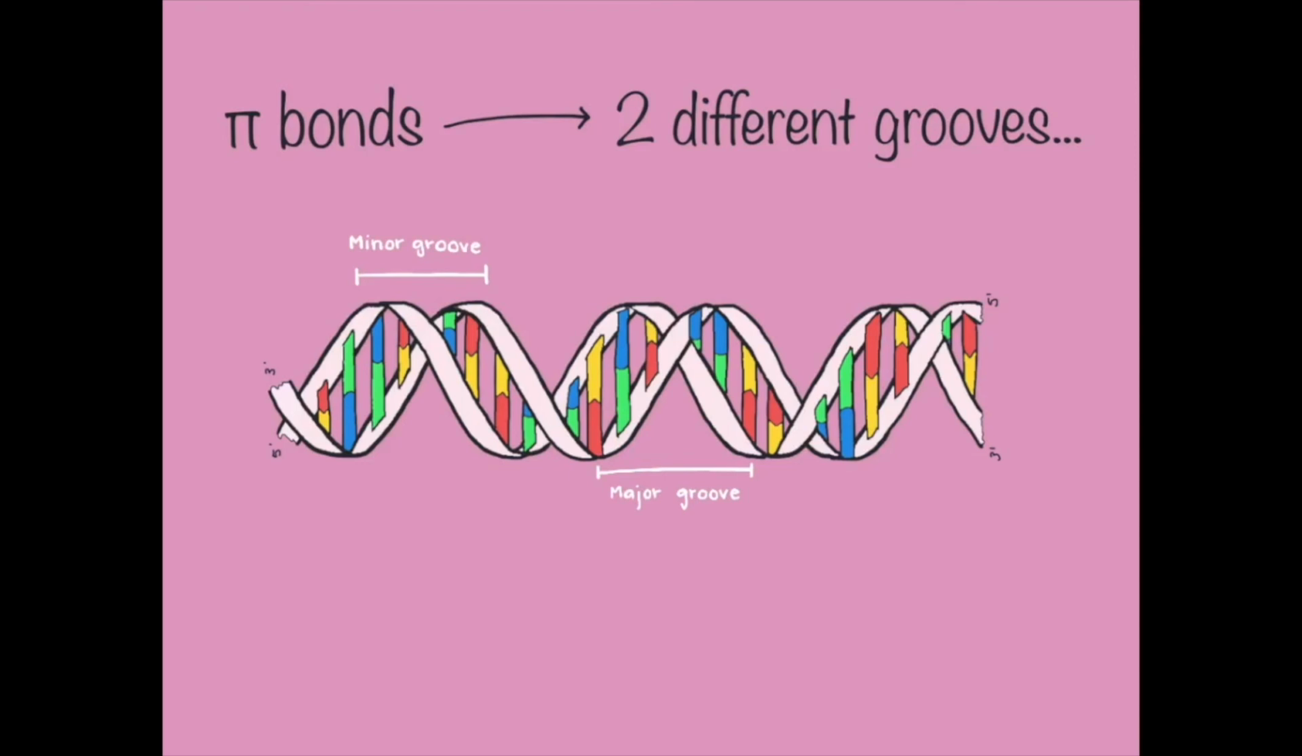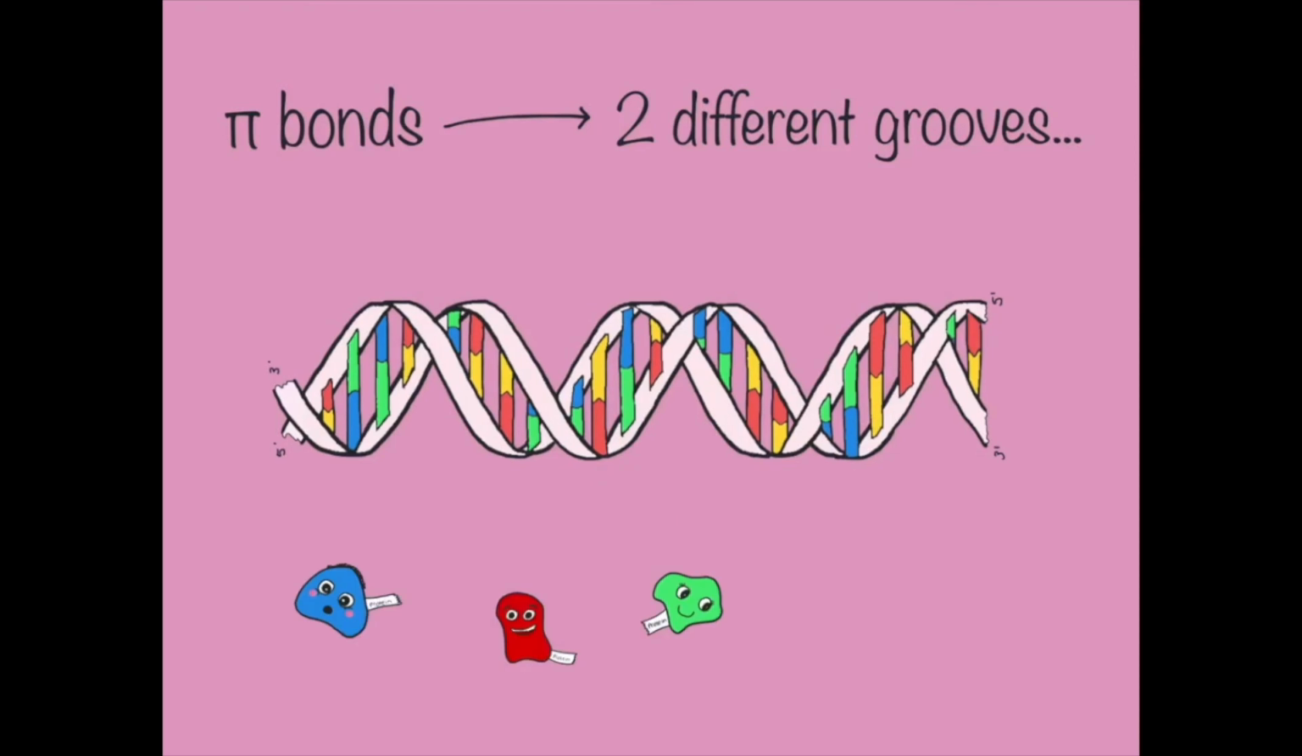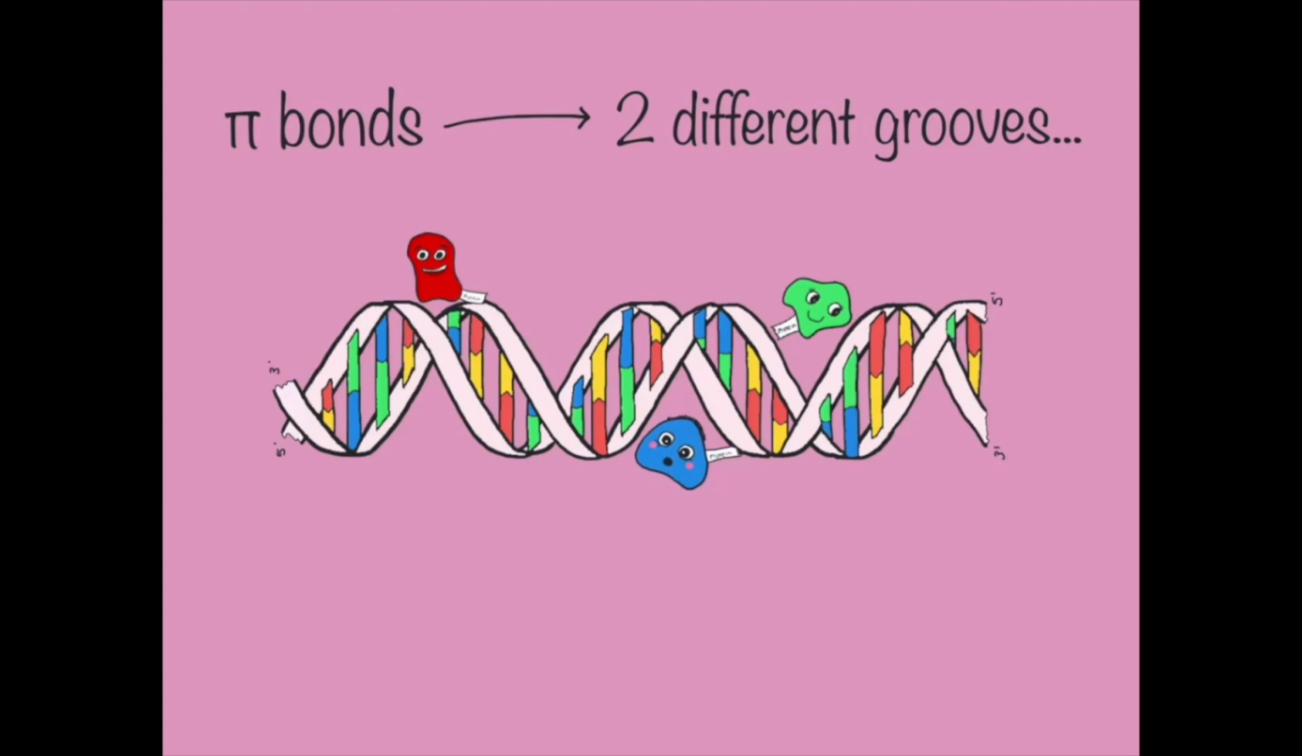The grooves act as binding sites for incoming proteins needed for DNA reading and replication. Proteins know which grooves to bind to by recognition of specific base sequences present in these grooves.